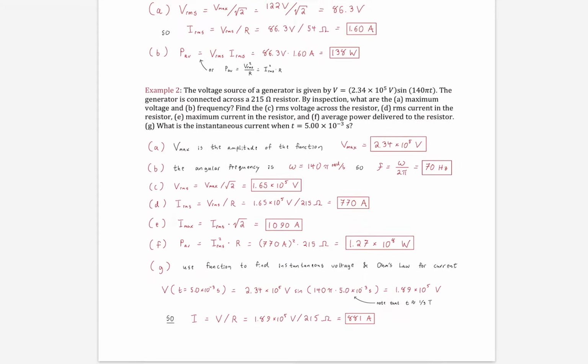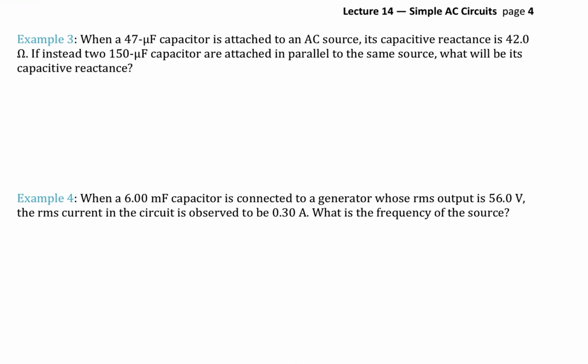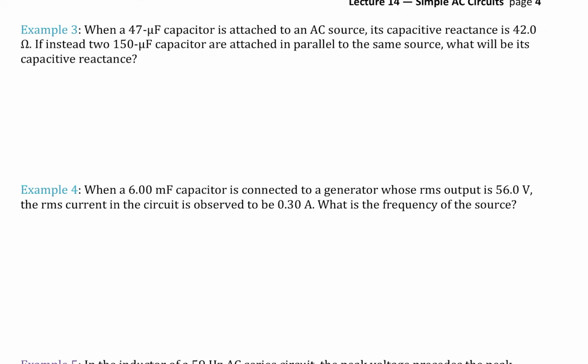All right, let's go on to capacitors. Example 3. When a 47 microfarad capacitor is attached to an AC source, its capacitive reactance is 42 ohms. If instead, two 150 microfarad capacitors are attached in parallel to the same source, what will be its capacitive reactance?